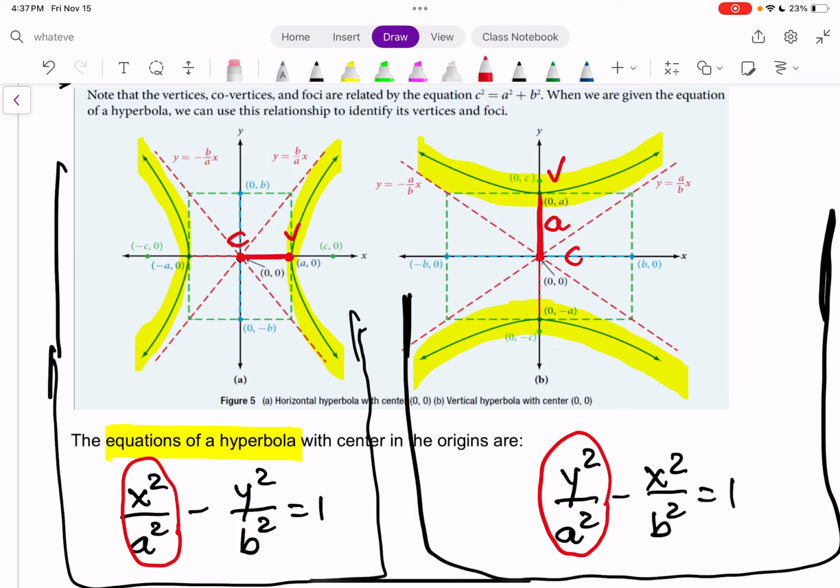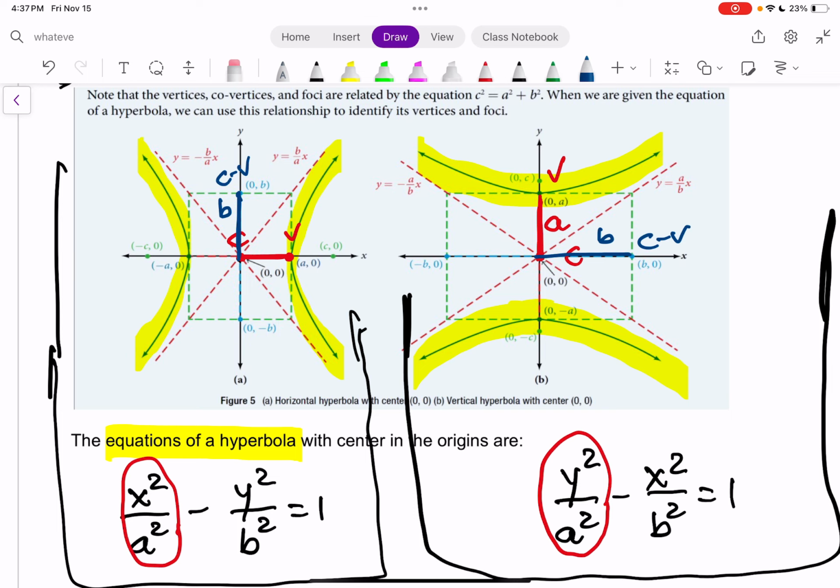Okay. Now, the B value will be the other one, the distance to the co-vertex. Again, it doesn't mean it has to be the biggest. But it's with the second, the negative term always.